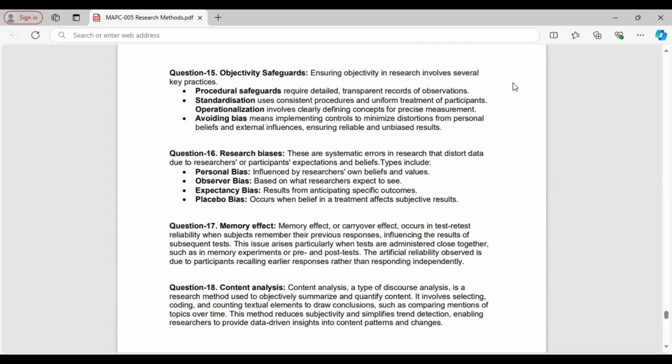Question 16. Research biases. Here outline the different types like personal bias, observer bias, and expectancy bias, which can distort research data due to researchers' or participants' expectations. Question 17. Memory effect. Describe how memory effect occurs in test situations where participants recall previous answers, leading to artificial reliability in results. Question 18. Content analysis. Mention that it's a method for summarizing and quantifying content by coding and counting textual elements. And it allows for the detection of trends and patterns over time.